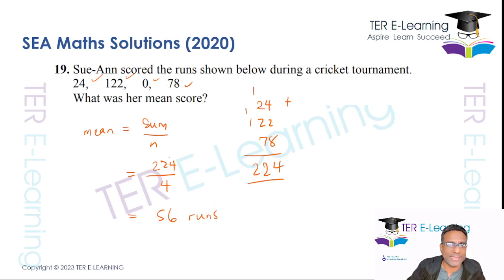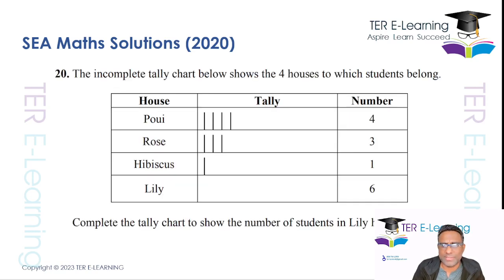So that's question 19. Question 20, incomplete tally chart. What is missing here? Well, we just need to write the tally for 6. So this is going to be 1, 2, 3, 4, 5, 6. That's it, right? That's all we need to do here. So that takes care of section 1 of this exam paper, right?